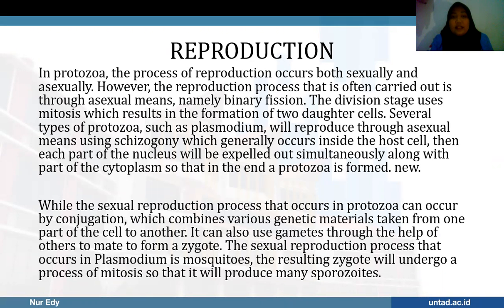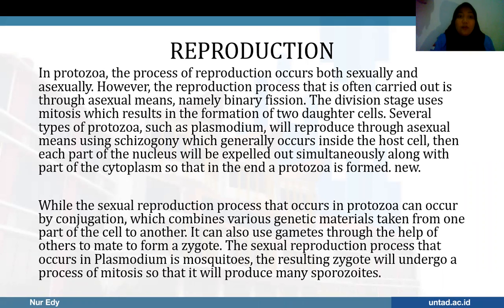And the next is reproduction of protozoa. In protozoa, the process of reproduction occurs both sexually and asexually. However, the reproduction process that is often carried out is through asexual means, namely binary fission. The division stage uses mitosis, which results in the formation of two daughter cells.